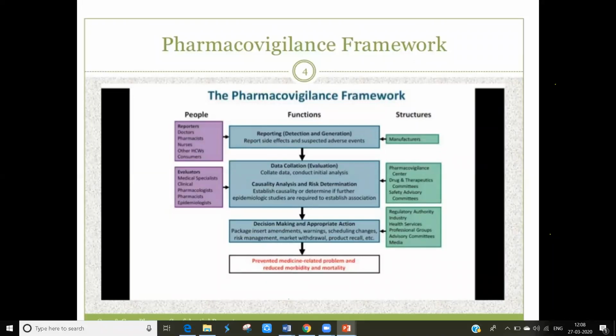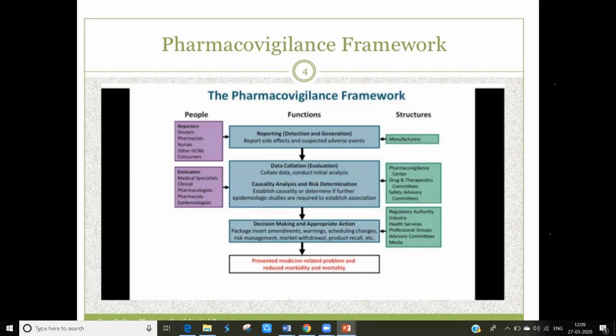The people involved here are known as evaluators, where medical specialists, doctors, the clinical people, clinical pharmacologists, pharmacists, and also epidemiologists are involved. This is the part where, on the industry side, we have pharmacovigilance jobs. Many of the pharma graduates go to this kind of job only.